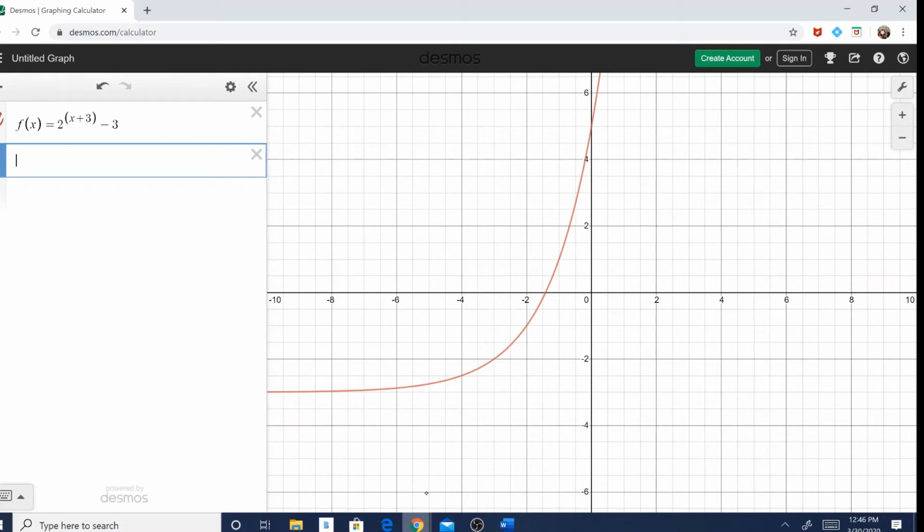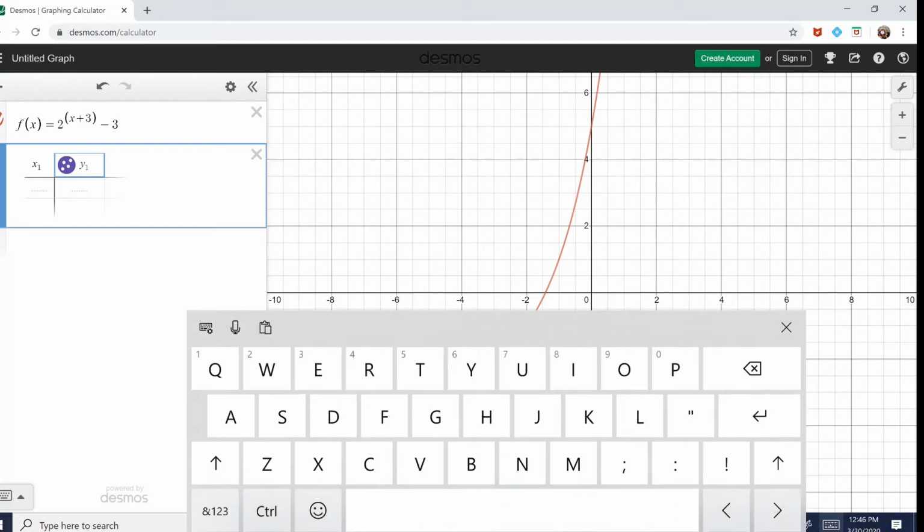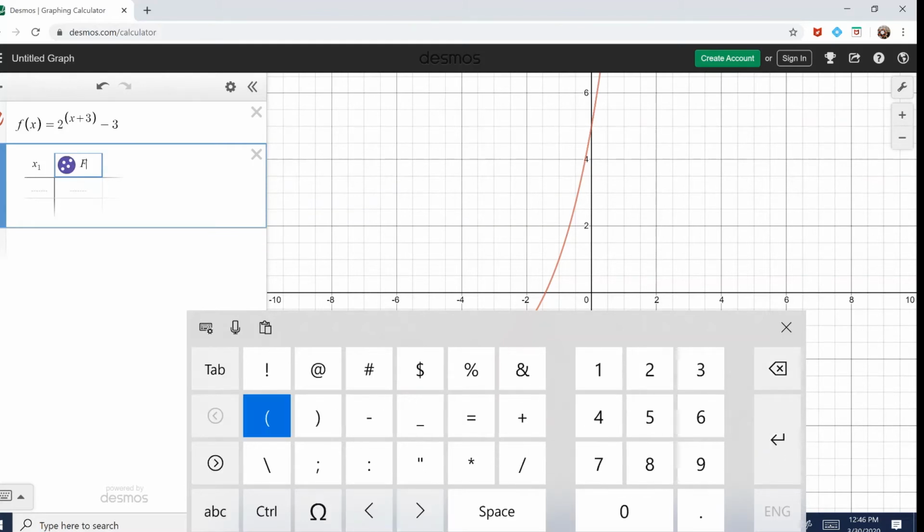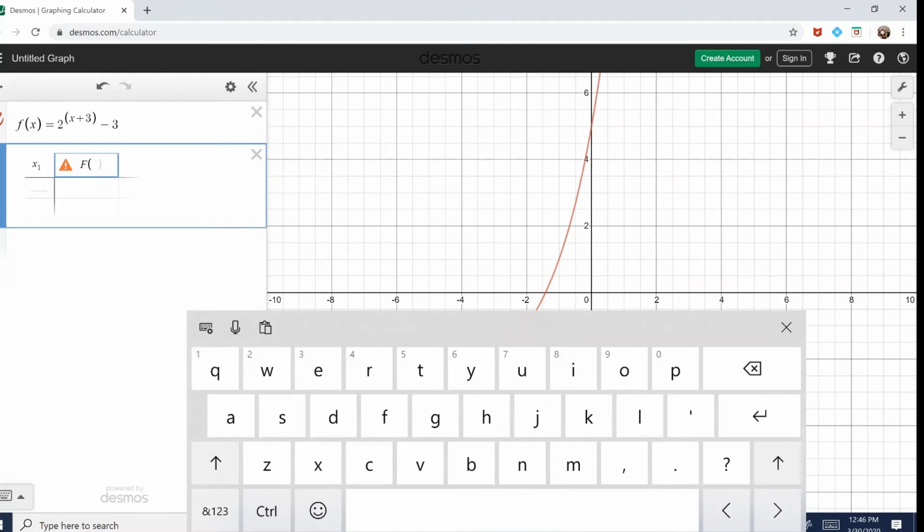Now, to pull up the table or the t-chart, we're going to actually hit the plus sign. We're going to go to table, and I just want you to change this y sub 1 right here. Let's change that to f of x, since that's what we called our function. And the other day I couldn't get this to work, so I'm hoping that it'll work for me. Uh-oh. Okay, so f of x.